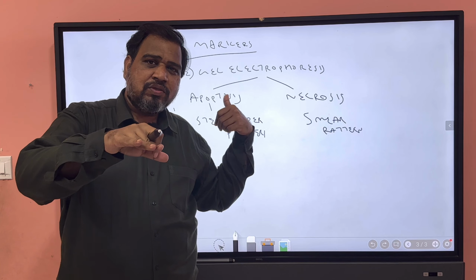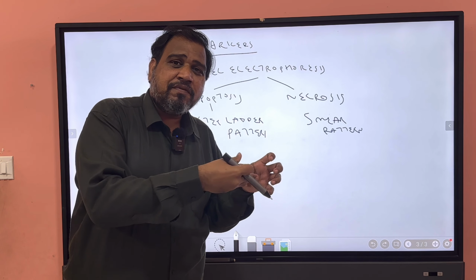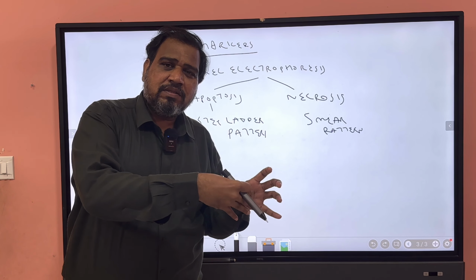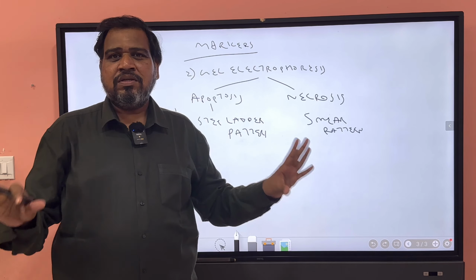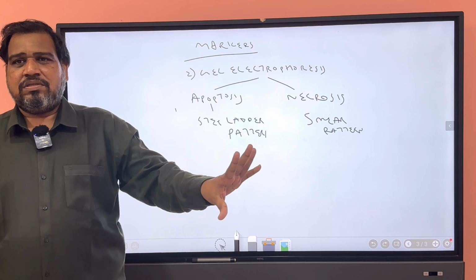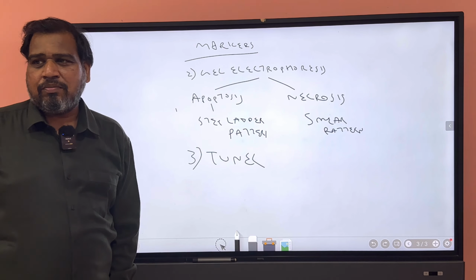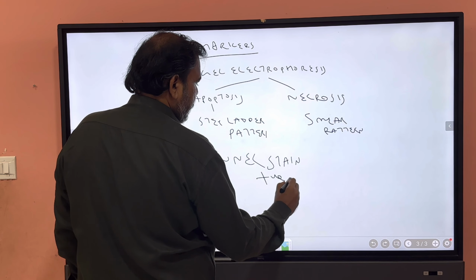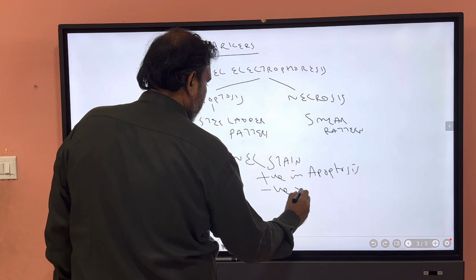The first marker you saw was annexin 5. In apoptosis, annexin 5 will bind because phosphatidylserine has come outside because of apoptosis. As annexin 5 binds with phosphatidylserine, fluorescence is emitted. Fluorescence emitted means positive, which means the cell has undergone apoptosis. The third one is TUNEL. I am not going to detail it, I am just going to mention the name alone. TUNEL stain is positive in apoptosis, negative in necrosis.